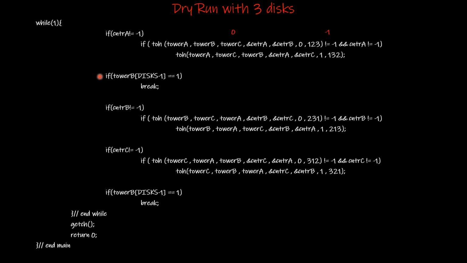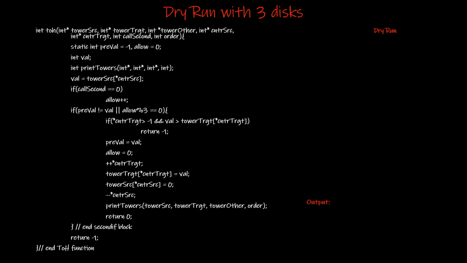So we come to next condition. We check whether B has any disk. It has. Okay, counter B is not equal to -1. So the condition is true. So we go within this if condition. Okay, the TOH function is called with source as B and target as C. We go back to the TOH function.